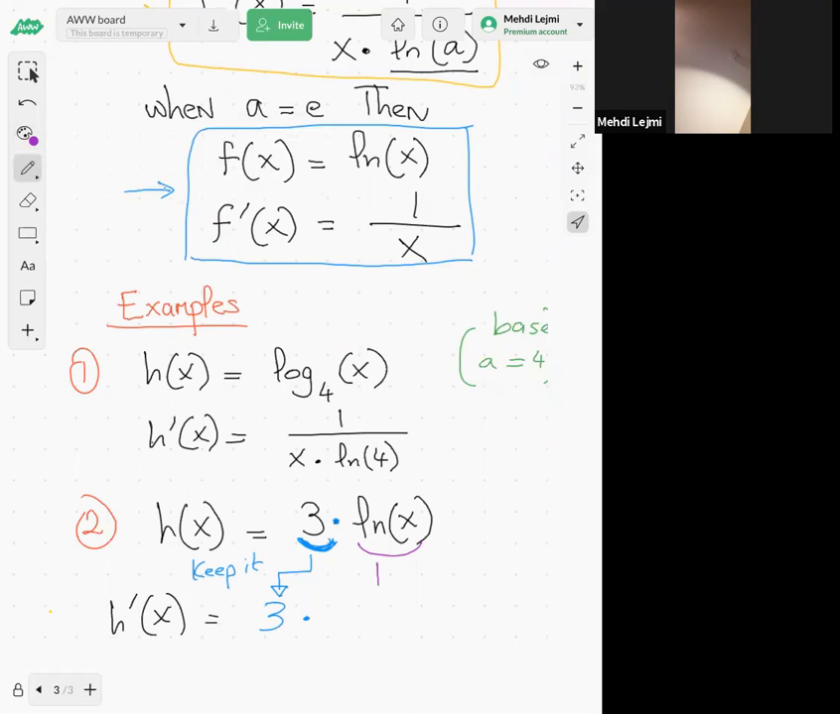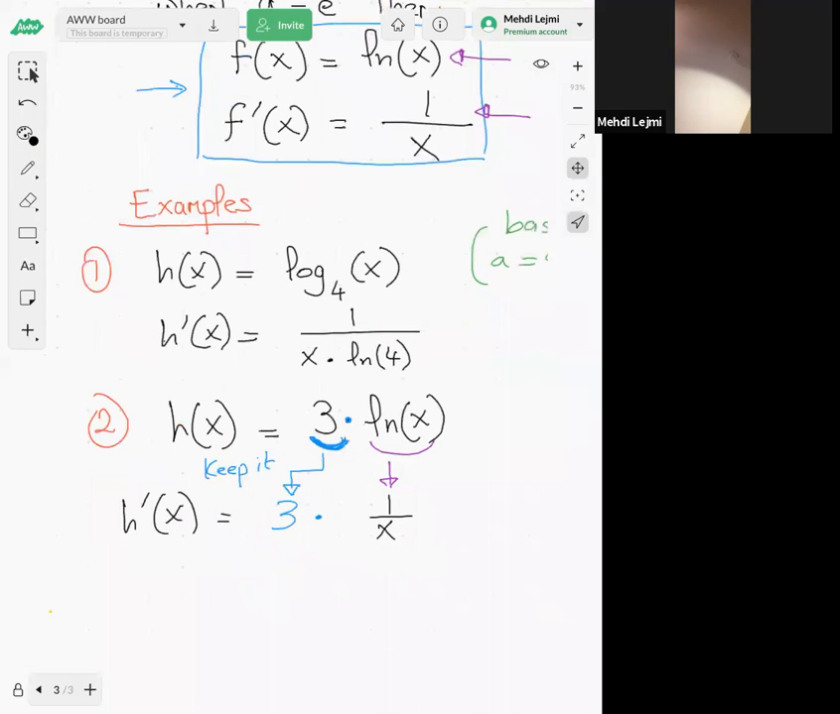So the derivative of natural log of x, well, we said that if my function is natural log of x, then the derivative is just 1 over x, right? So this is 3 times 1 over x. So h prime of x, the answer, would be, this 3 here we can write like 3 over 1, so it's actually 3 over x. So that would be the answer: h prime is 3 over x. Any question, guys?